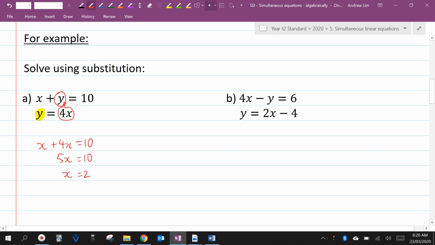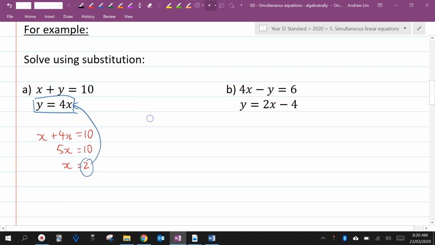We are half done. We still need to do one more thing. Now that we've solved for x, we need to solve for y. That means we're going to take this x is equal to 2 and substitute it back into any one of these equations. I'm going to pick the second one because that's nice and easy, because we want to work out what y is equal to. Y is equal to 4x, which is in this case 4 times 2, which is 8. And now we are done.